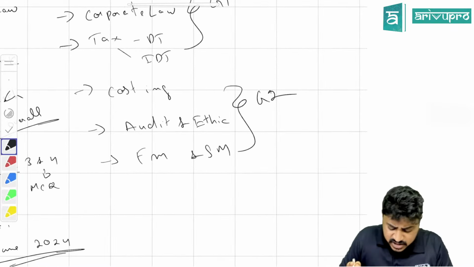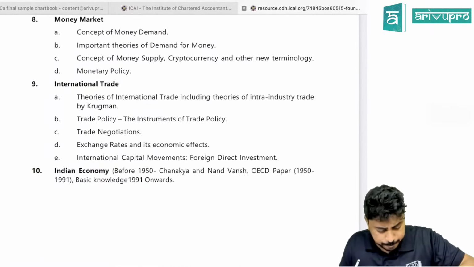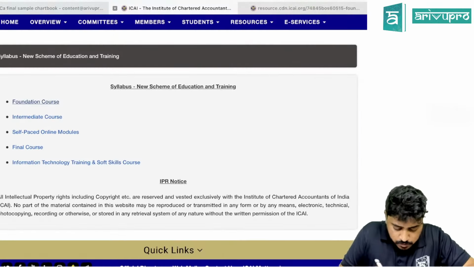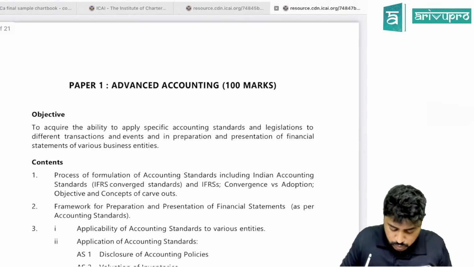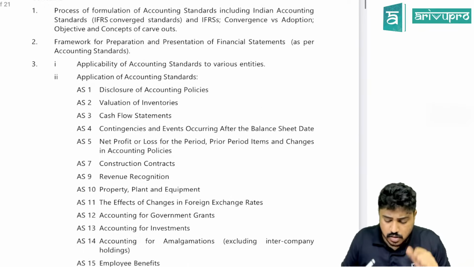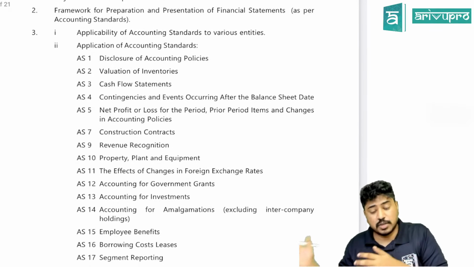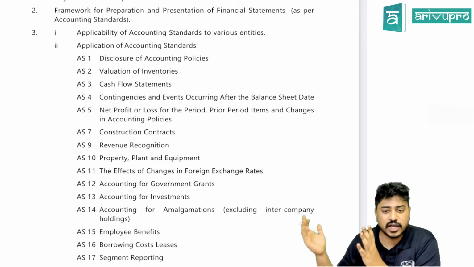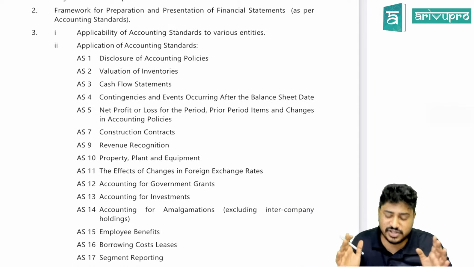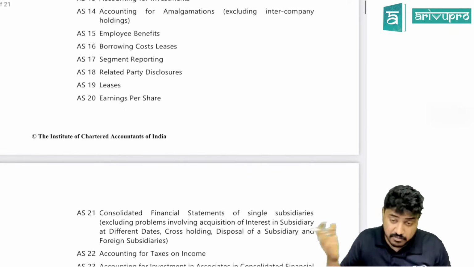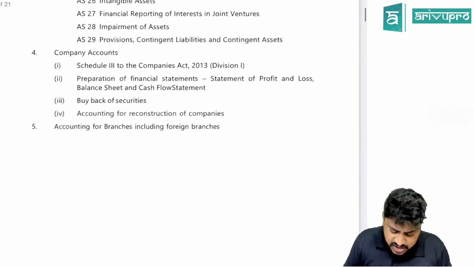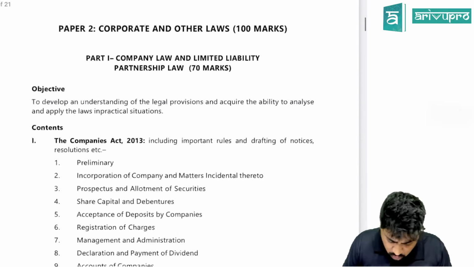Now what are the changes? We will just run through them. Group 2 changes, if you look into it: major merging of group 1 to group 2. I mean, advanced accounting and accounting, full merge, right? And some portions have been taken to foundation level also. So these are the changes in a macro overall view.